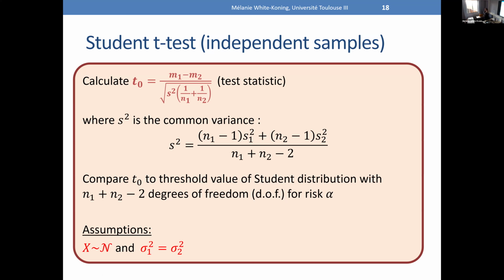And it's always to do with the sample size. So when there's one sample, it's n minus 1. When there's two samples and you're comparing means, it's n1, the size of the first sample, plus the size of the second sample, minus 2.